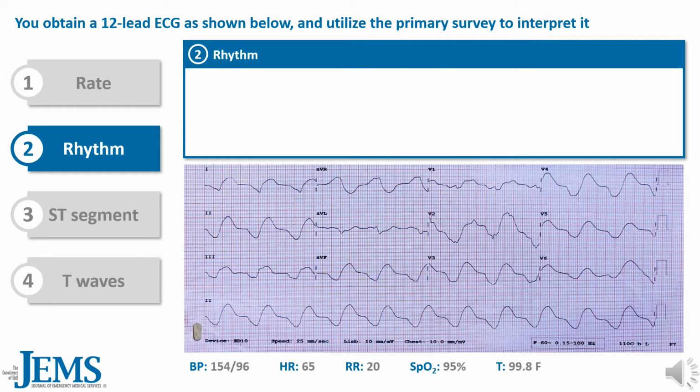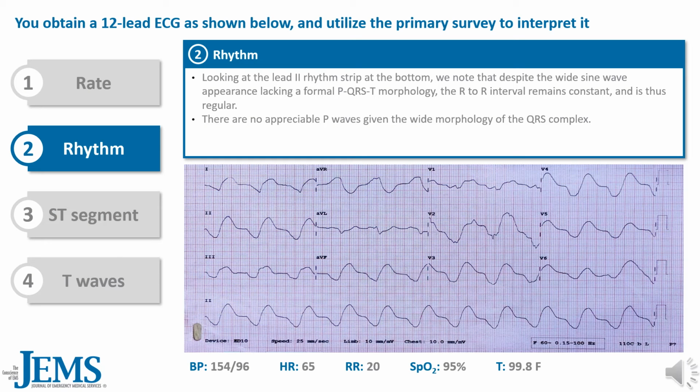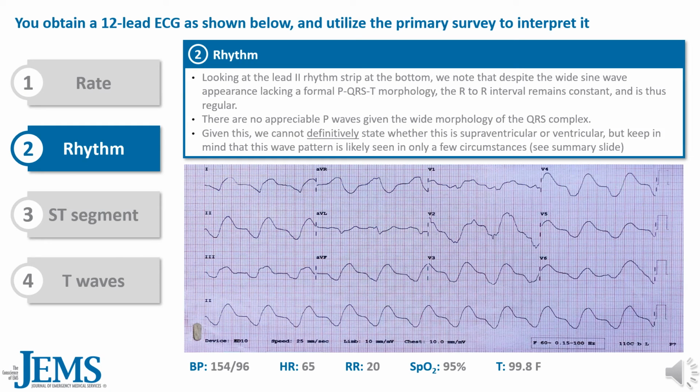Next, let's look at the rhythm. Looking at the lead 2 rhythm strip on the bottom, we note that the wide sine wave appearance lacks a formal PQRS-T morphology. The R to R intervals remain constant and regular. There are no appreciable P waves given the wide morphology of the QRS complex. Given this, we cannot definitively state that this is supraventricular or ventricular, but keep in mind that this sine wave pattern is only seen in a few circumstances.